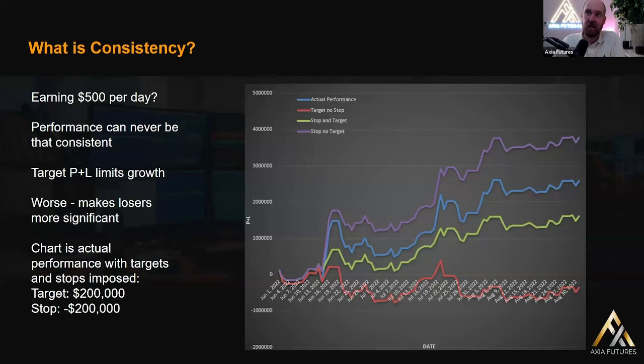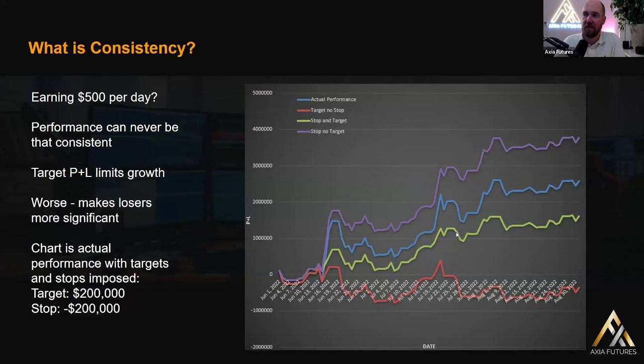But if you then apply some conditions to this, one of them being to have a target on your trading. The idea that many people see is consistency of having a target: you hit that and you go home. Now, if you look at the ones that have a target, the red, which is a target with no stop, i.e. you don't stop yourself out on the downside, but you do have a target, you limit your upside. What it also means, if you don't have a stop, is you actually make your downside more and more significant.